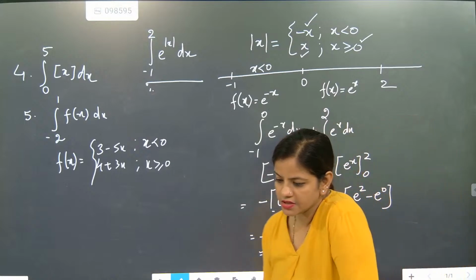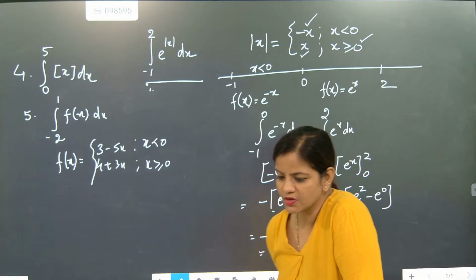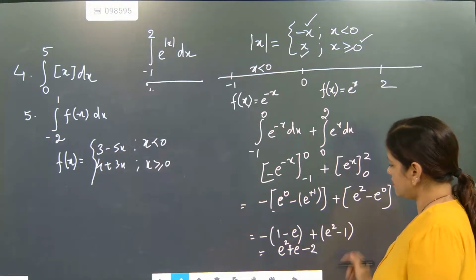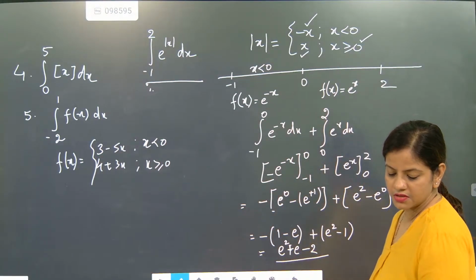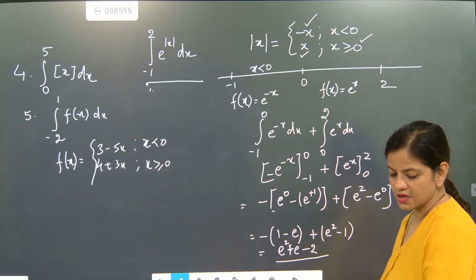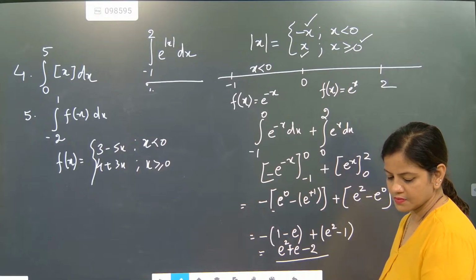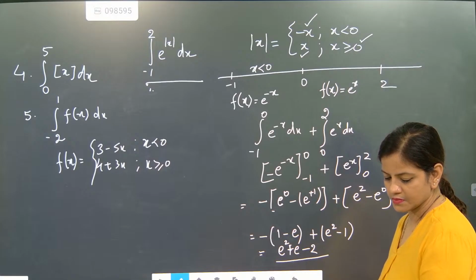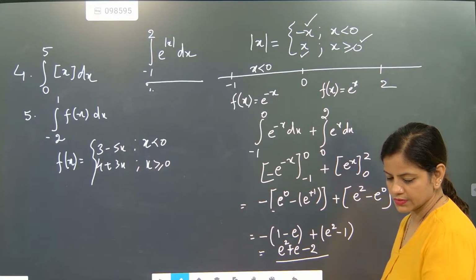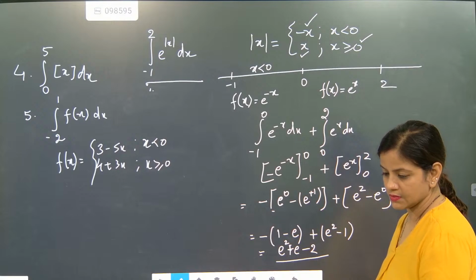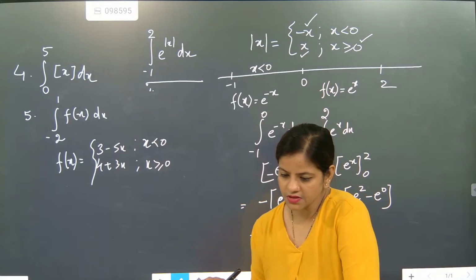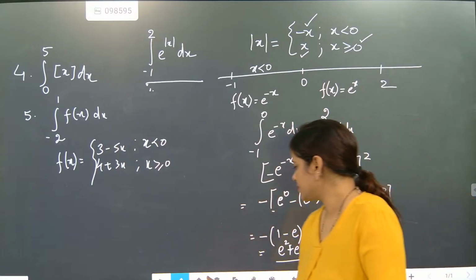e square plus e minus 2, absolutely correct. Yeah, open bracket, what is it? That's it. This is exactly how we are going to solve the question. We'll go for the next one. This is done. We'll go for the next question.